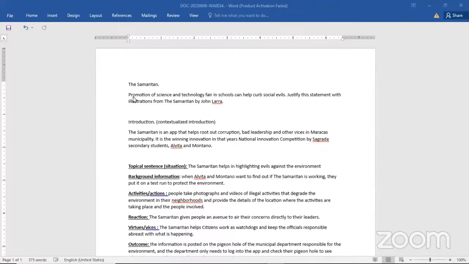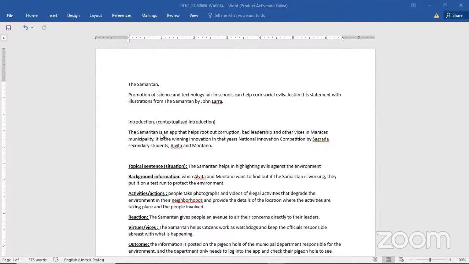We talked about understanding the question. So if I look at this question here, which are the most important words? Promotion of science and technology fair in schools. This part is very important. And then we're talking about curbing of social evils. This other part is very important. Like you said, there are two parts. So in my introduction, I'll have to mention this part and this part.